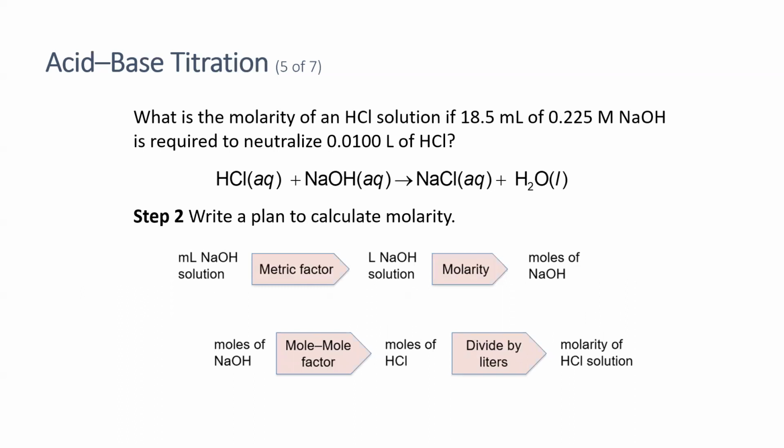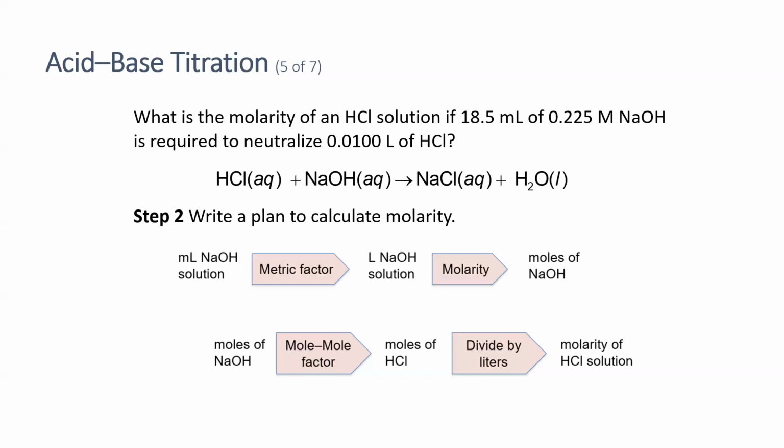So we want to write a plan to calculate what it's asking us to calculate, which is the molarity of the acid solution. So we're going to start with the volume of the sodium hydroxide solution, 18.5 milliliters. Because we're going to eventually want to use the concentration of sodium hydroxide, which is molarity, which is moles over liters, we're going to convert milliliters to liters. So we'll start with the 18.5 milliliters of the sodium hydroxide solution and use the metric conversion factor of 1,000 milliliters is equal to 1 liter to get the number of liters of sodium hydroxide solution used.